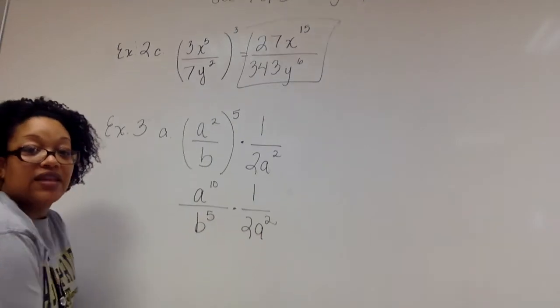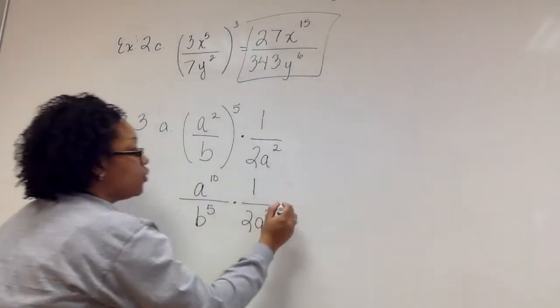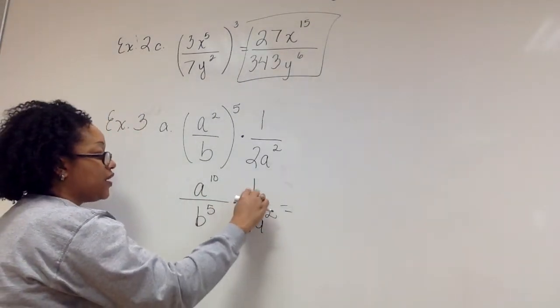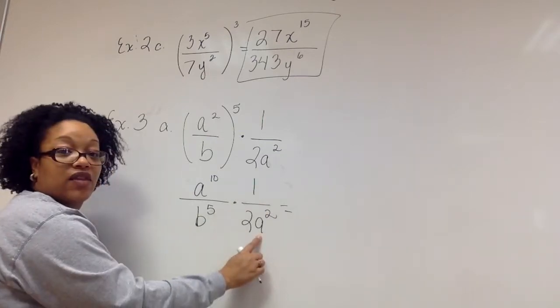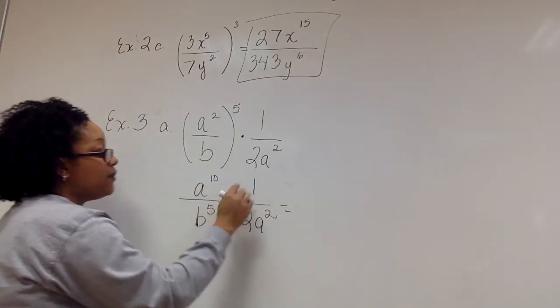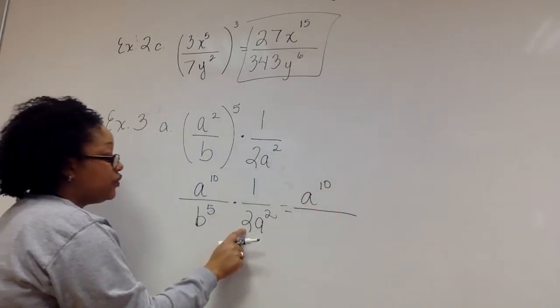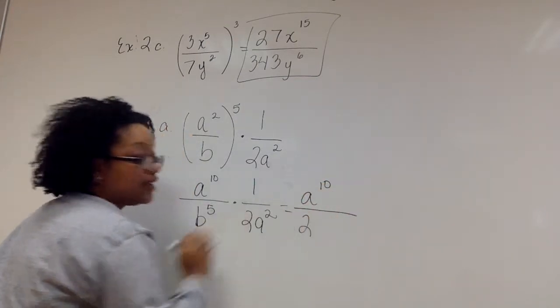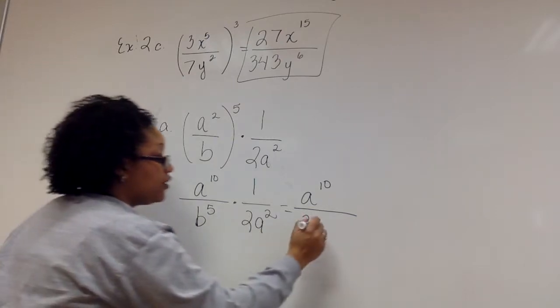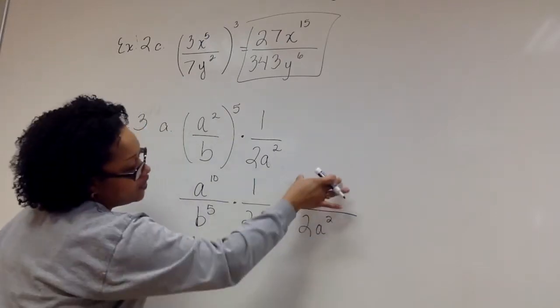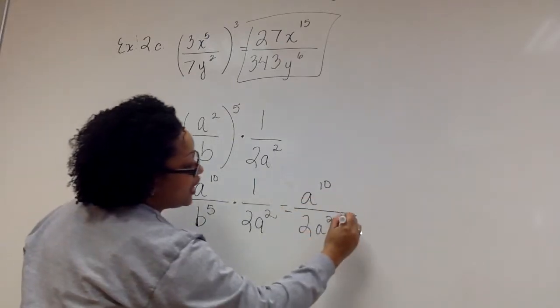Now, I've got everything lined up nice and neat, so what I'm going to do is multiply everything on the top, multiply everything on the bottom. a to the 10th times 1 is just a to the 10th. There's just a 2 here, so I just add my 2, put it right there. a squared. Please notice how I try to keep my a's lined up and my b.